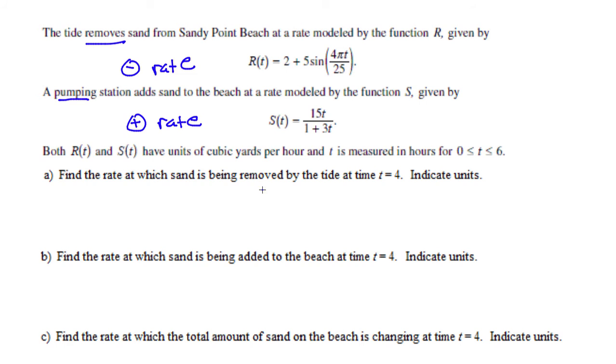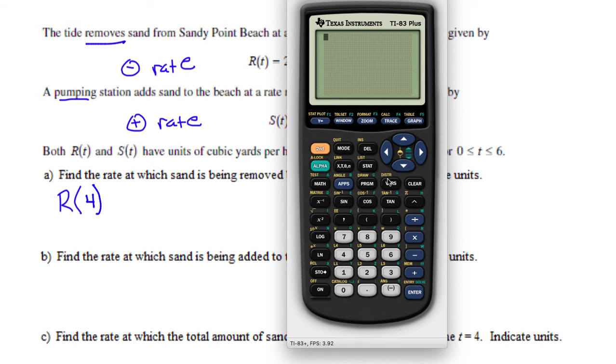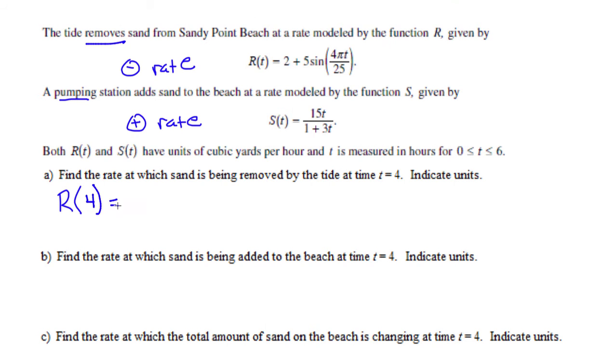Find the rate at which sand is being removed. I'm asking about the negative rate. So it's asking here, what is R of 4 in this case? R of 4. And the way that I do that, this is my y1 function. So I'm going to come back here and do, let's get rid of this. VARS, right, enter, enter my y1 of 4. And I get 6.524.